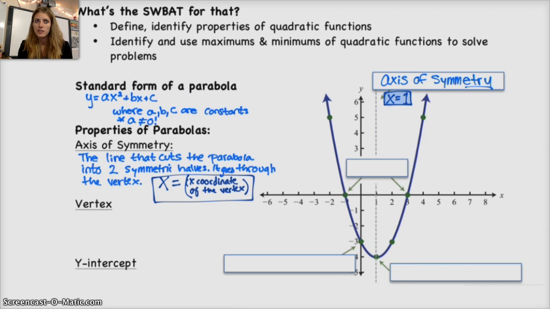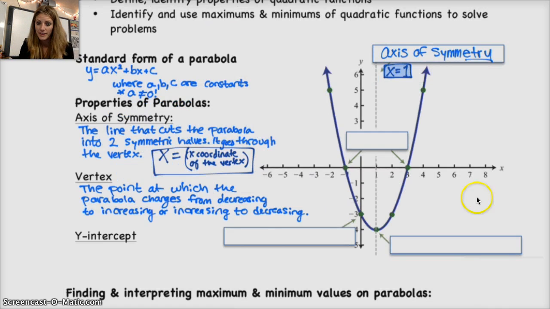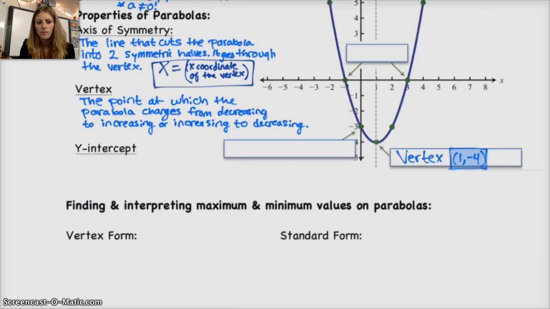Next is the vertex, although I've already used the word vertex, so hopefully you figured out what that is. The vertex is the turning point, where the parabola goes from decreasing to increasing, or the other way, from increasing to decreasing. In this case, this parabola is going from decreasing to increasing at this point, and that is the point 1, 4, or 1, negative 4, sorry.